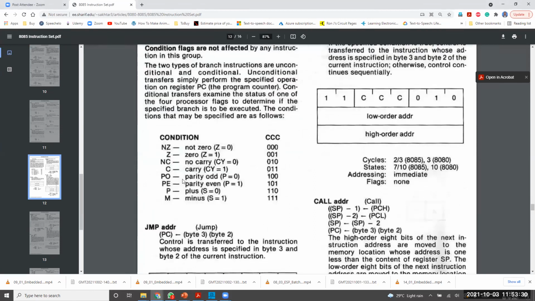Do you see the screen? Non-zero, zero. No carry, carry. Parity odd, parity even. And positive and minus. Jump with positive, jump with minus, parity. There are only 8 conditions. Each one is dependent on one flag. Zero flag means zero or non-zero. Carry flag means carry. And parity flag is for parity odd and even. And this flag.